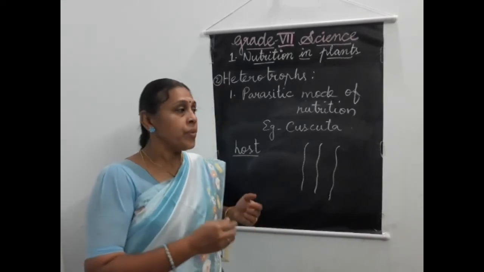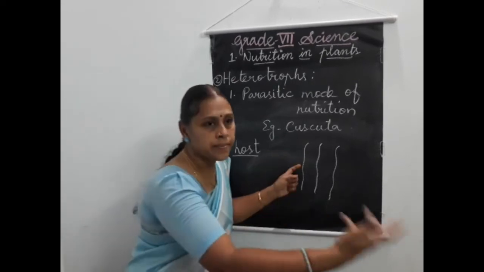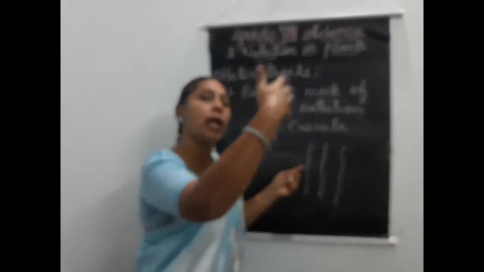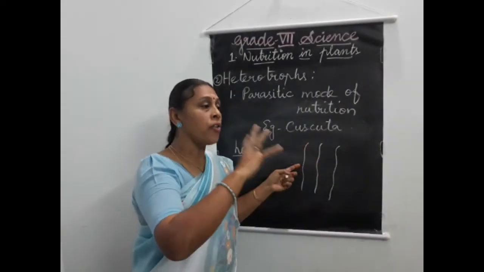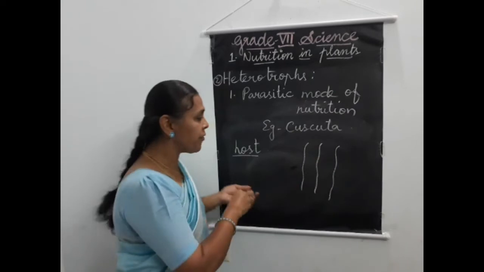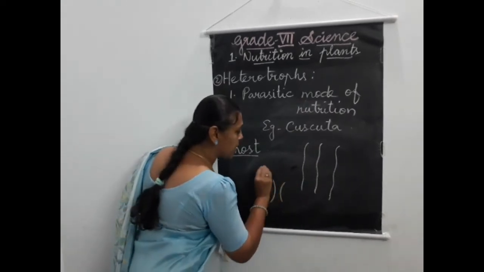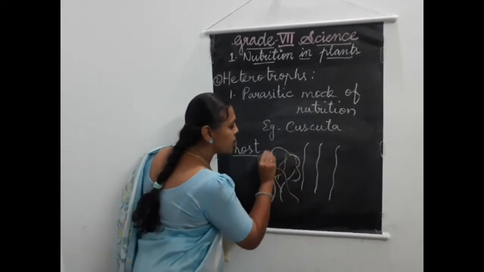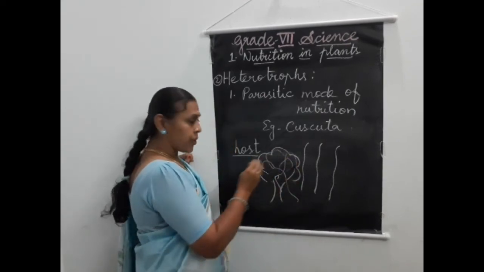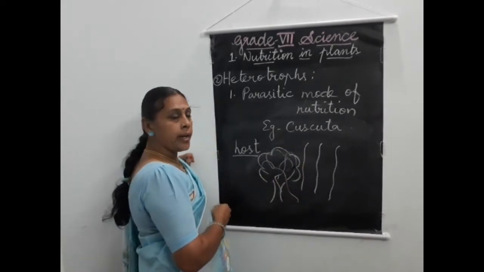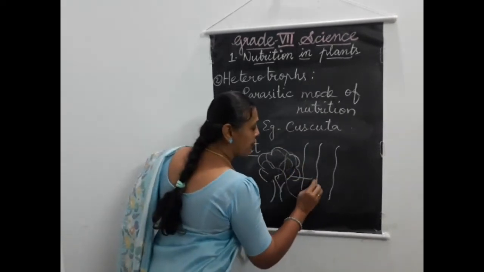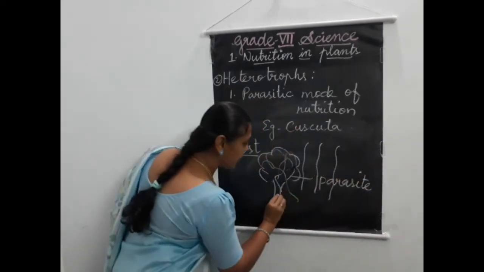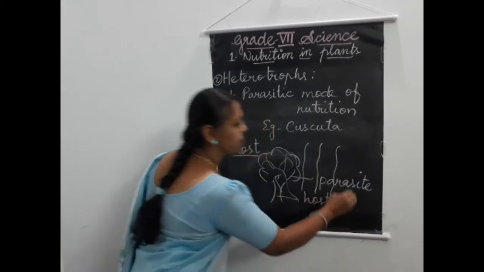Like that, this Cuscuta is a guest, because it grows on other plants and depends on the other plant on which it climbs. For example, if this Cuscuta grows and spreads on a tree, like this it will grow on this and spread over this whole tree. This Cuscuta is called a parasite, and this tree is called the host.